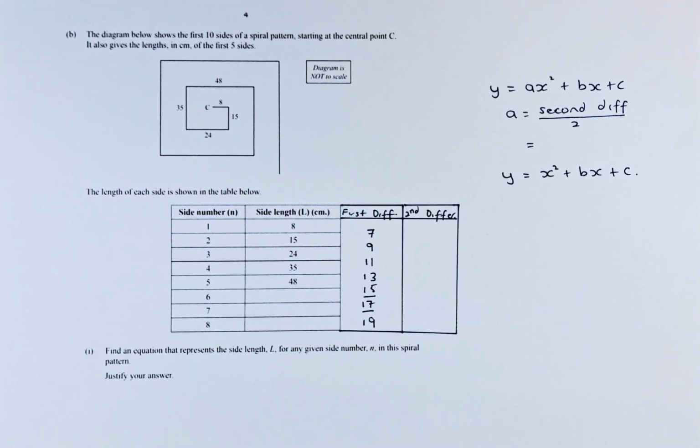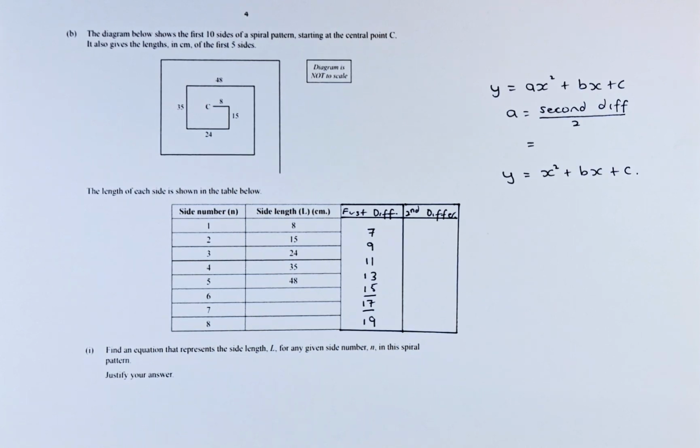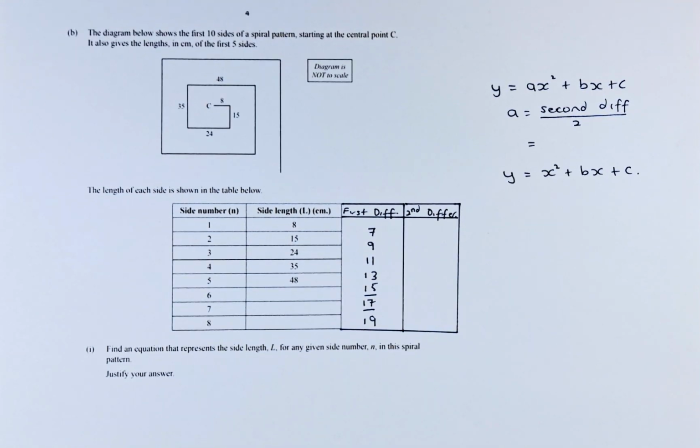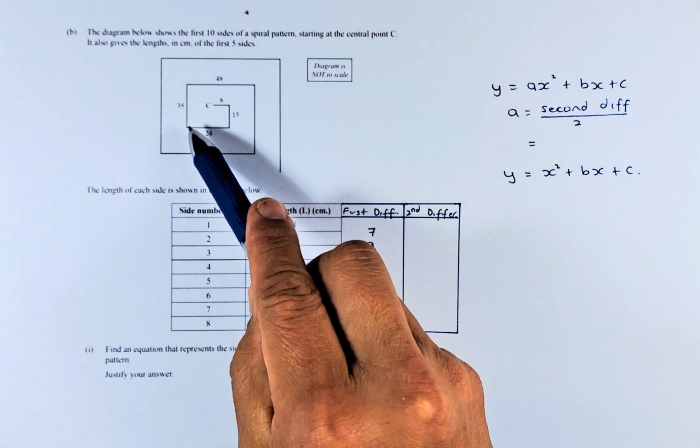Good day! In this video, we are going to try and solve question 1B of the 2022 NCEA Level 1 Table, Equation and Graph paper. So without further ado, let's try to solve part 1 and later in the video, we'll do part 2 of this question. The diagram below shows the 10 sides of a spiral pattern starting at the central point C.